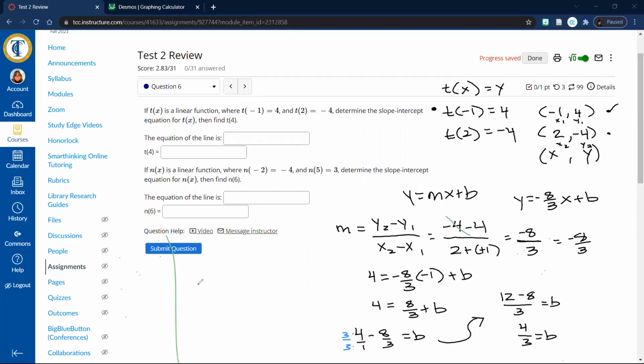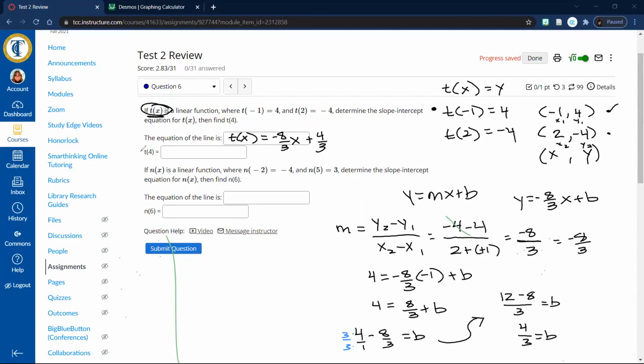Yep. So the equation of the line here, and you have to be careful because this says t of x. We're used to writing y equals mx plus b, right? Make sure that you're writing it as what it asks for. So t of x, which is our y, equals -8/3 x plus 4/3. It's going to be really important if it's saying that it's a function, f of x, t of x, p of x, r of x, that's what you write when it wants the equation.